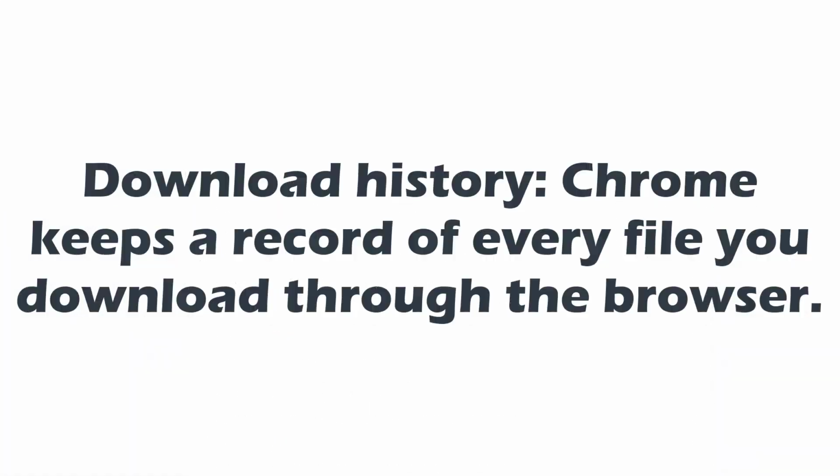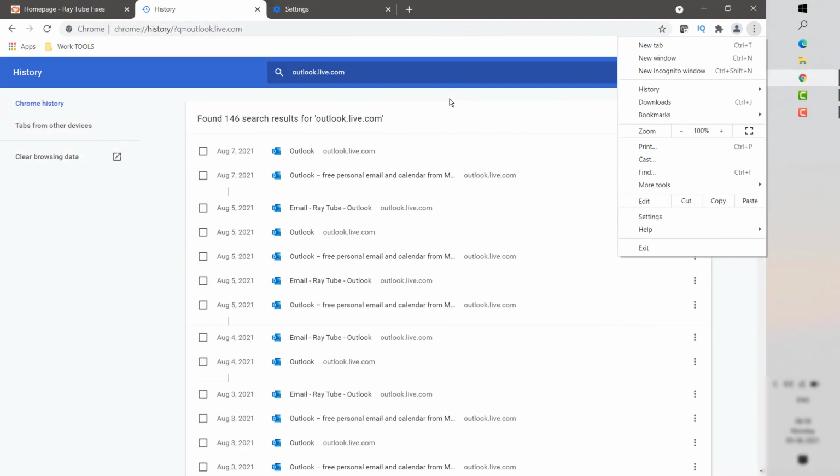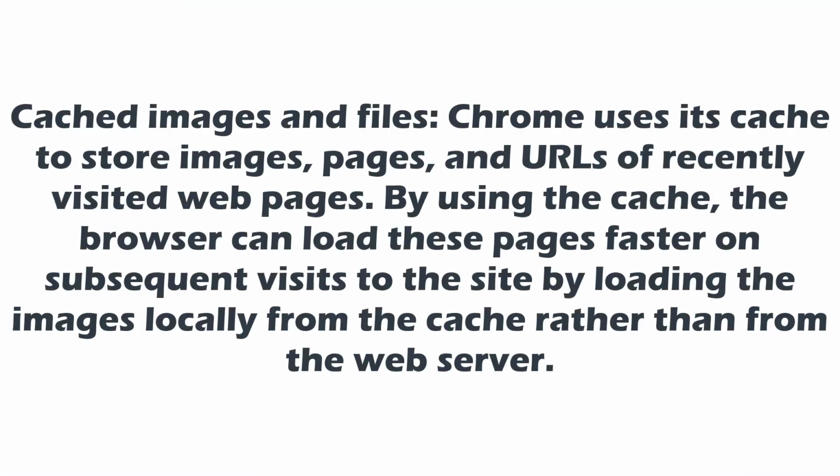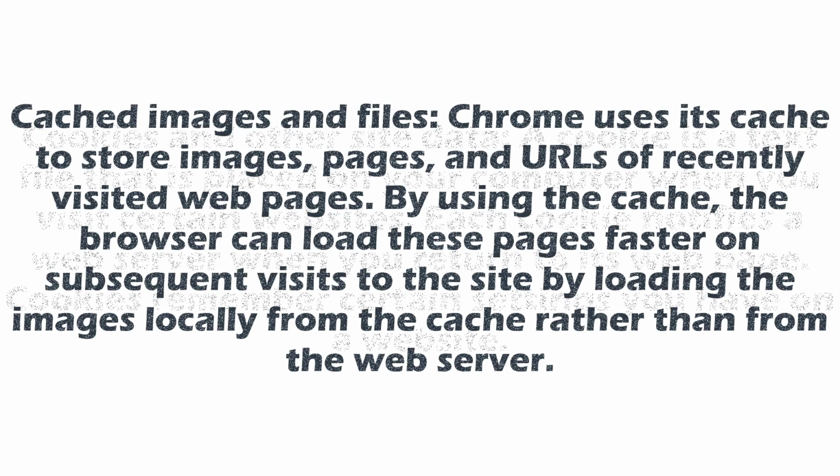Download history. Chrome keeps a record of every file you download through the browser. So if you want to delete the download history, you can also go ahead and delete it. And cached images and files. Chrome uses its cache to store images, pages, and URLs for recently visited web pages. By using the cache, the browser can load these pages faster on subsequent visits to the site by loading the images locally from the cache rather than from the web server.